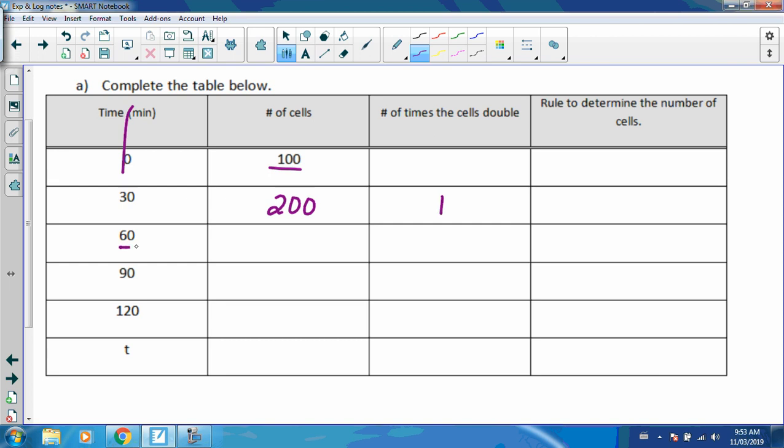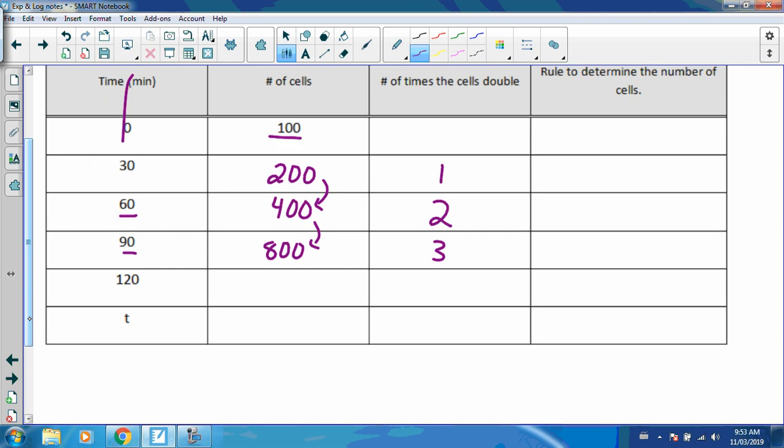After 60 minutes, I'm going to have double this amount, right? So take that and times it by 2. That's 400. We've had 2 doubling periods. Then I double this 400. I get 800 at the third time segment there, third time of 30 minutes. Double 800, that's 1,600, and so on. And so that would be 4 doubling periods.